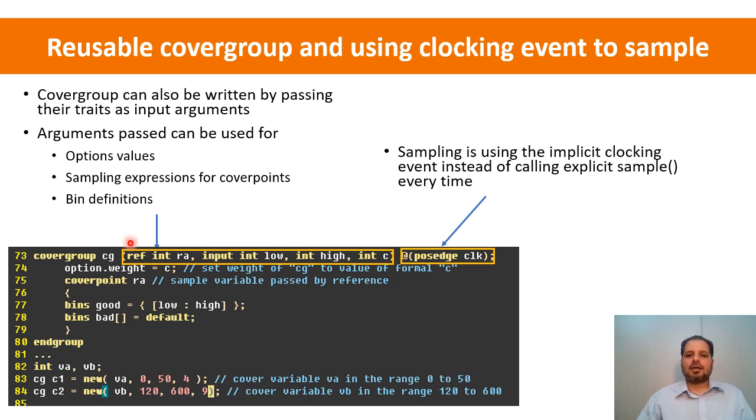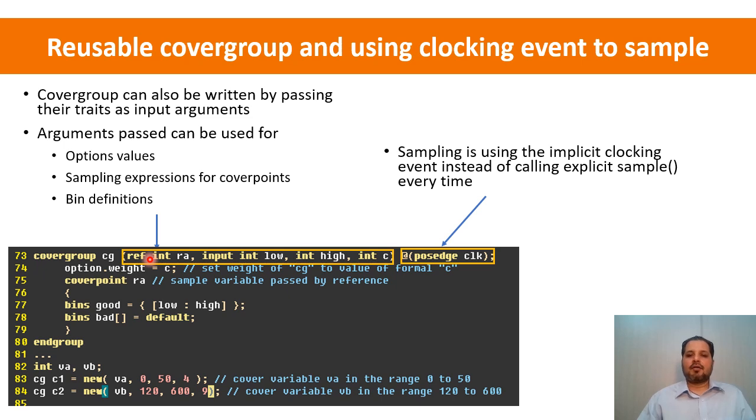One, if you want to pass arguments to a particular cover group, how you can do it, and then if you want to define an implicit sampling event, how do you do it? Okay, so we have this cover group CG, and in these parentheses we are passing these 4 arguments. We are saying ref int a, and this ref means it is passed by reference.